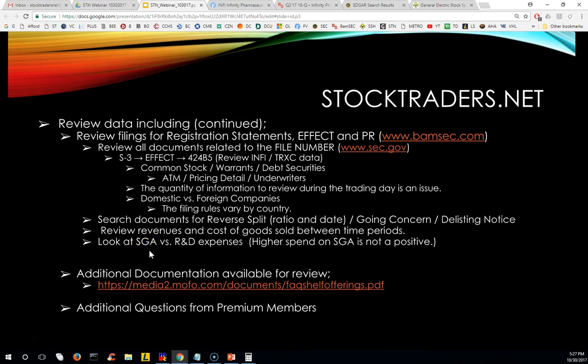And then I look at what's SG&A. I think that's selling, general and administrative expenses versus R&D. And you know, when a company is spending more on SG&A versus their R&D, and this may be a little bit specific to healthcare or biotech companies, it's not a positive sign, right? They're spending more in marketing than they are in R&Ding their possible drug, whatever that may be.